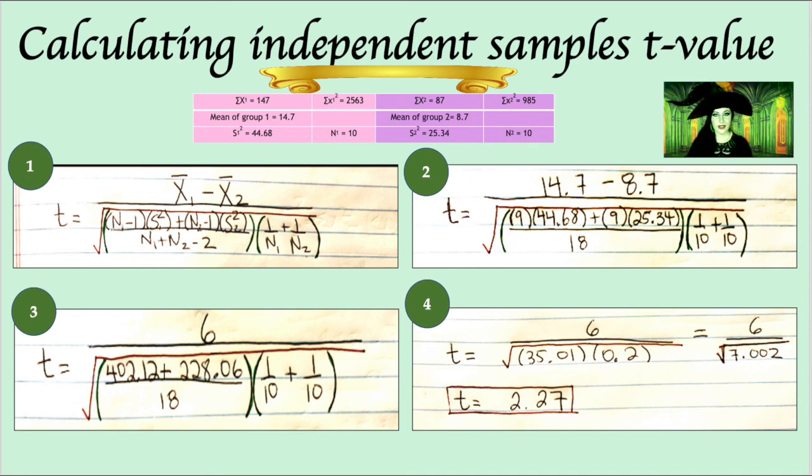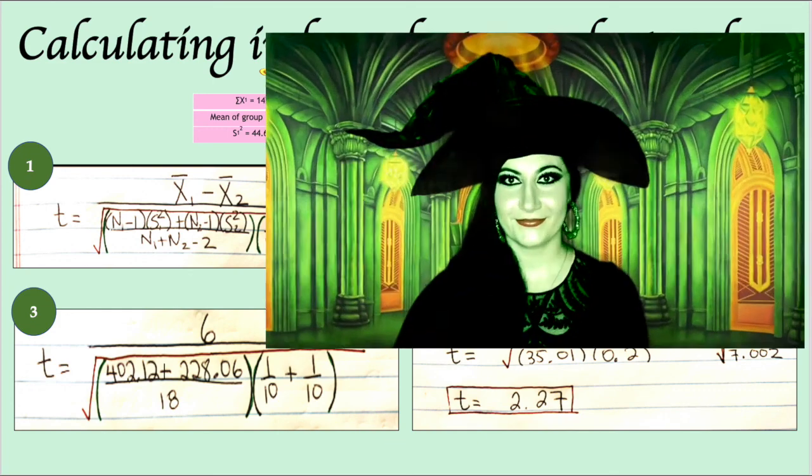So this t-value is essentially what we would do in step 5 of our 7-step process. 2.27 is our t computed value. So now let's move on and complete the rest of our 7 steps.